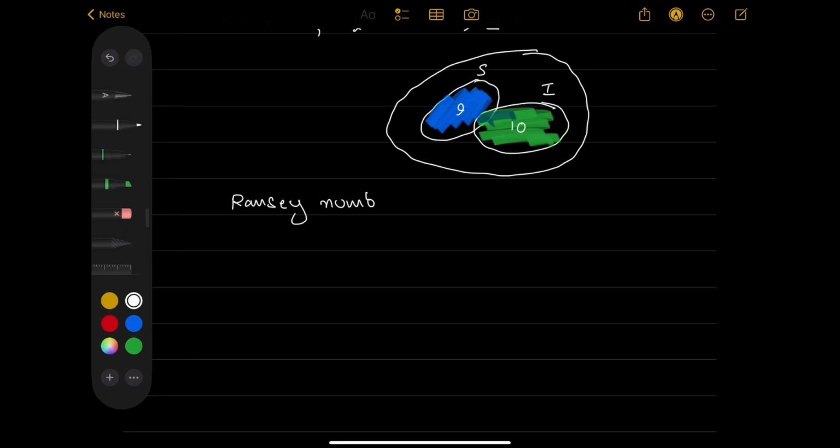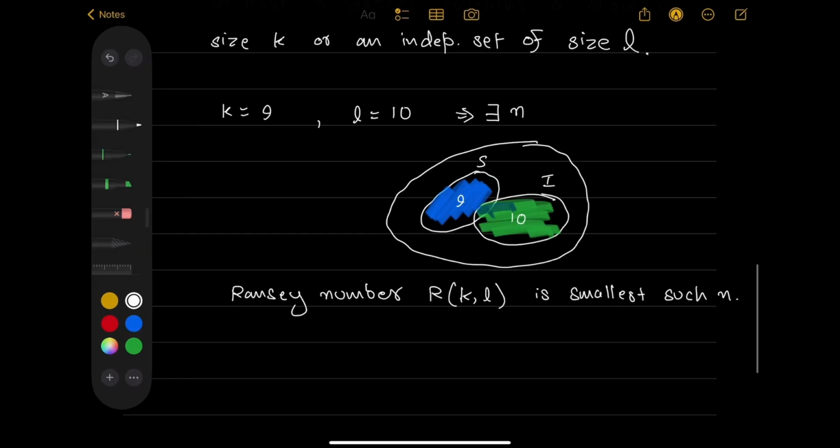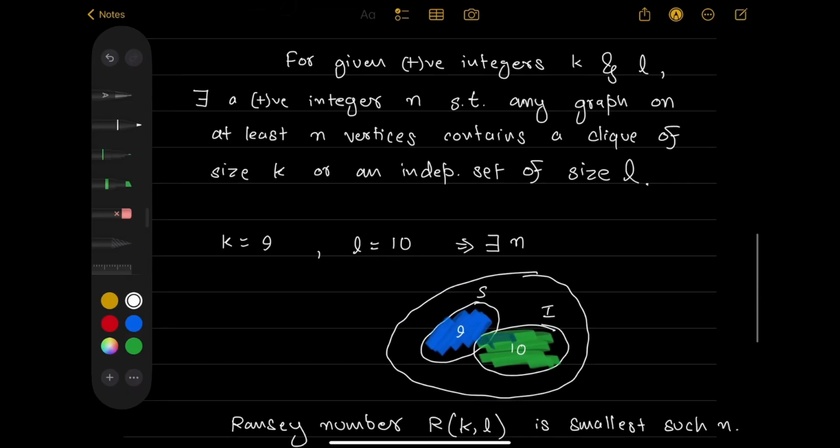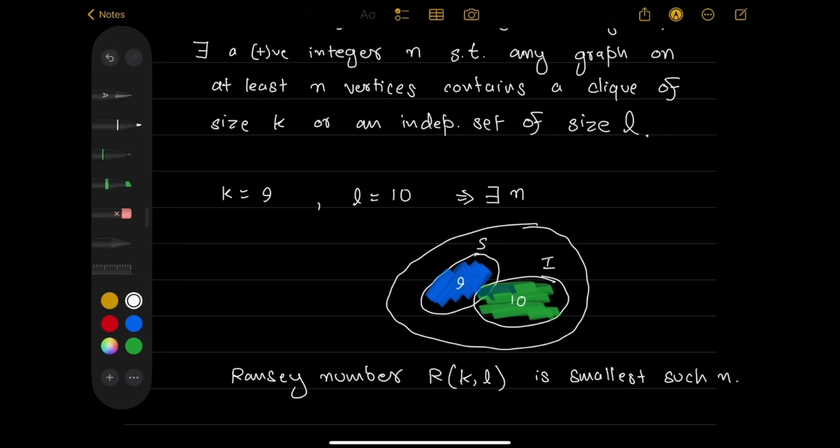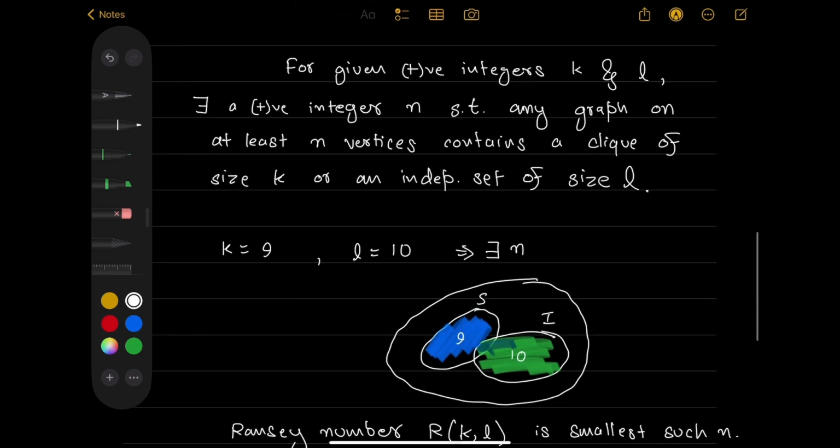Ramsey number, we denote it by r depending on k, l, is the smallest such n, right? So the smallest value of n will be the Ramsey number. Basically this theorem confirms the existence of such a number n, and the minimum that will obviously exist will be the Ramsey number.